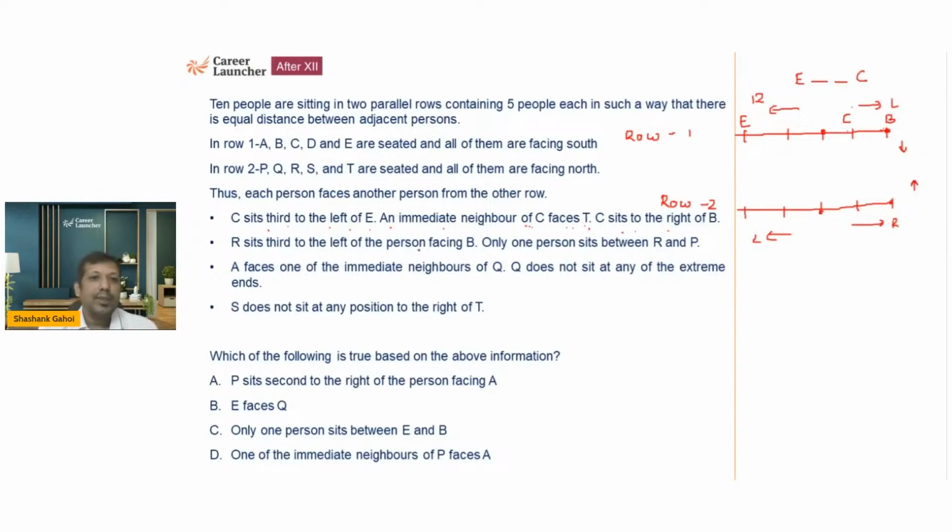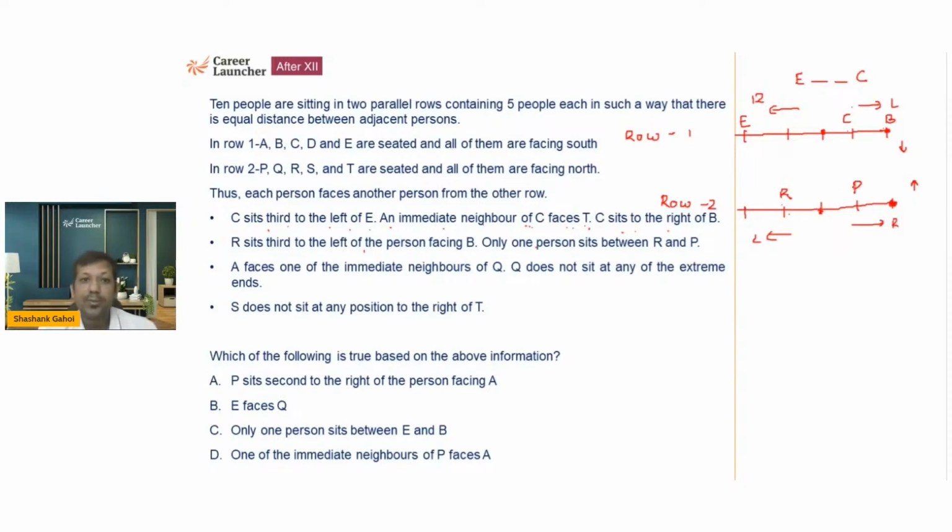Okay. R sits third to the left of the person facing B. So this person is facing B and R is sitting third to the left. 1, 2, 3. So that is going to be R. So this is what I am getting. I got the position of R. Okay. Only one person sits between R and P. So basically R is here, so P cannot be here, so P has to be here. And this is what we got.